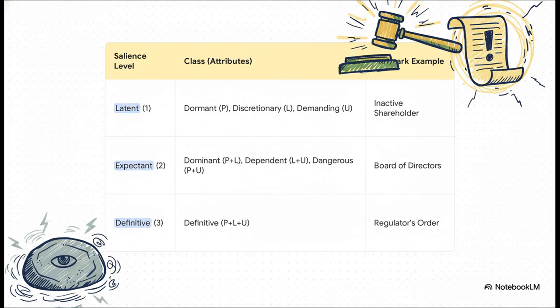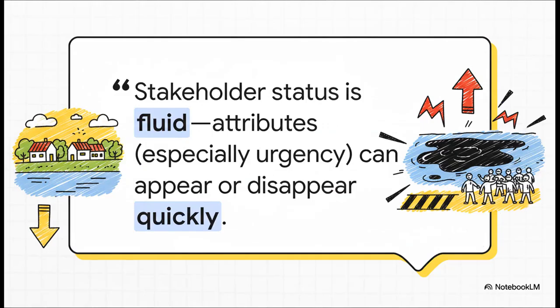When a regulator issues a compliance order, you better believe their demands go straight to the top of your to-do list. But here's what's so important to remember. This map is not set in stone. It's constantly changing. A stakeholder's status can shift literally in an instant.